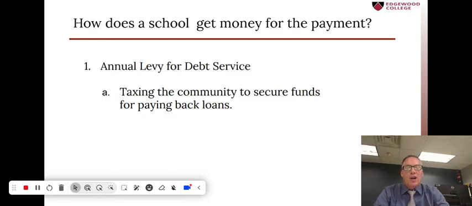But we need to figure out, well, how does the school district actually get money for paying back this annual debt that they have? Well, schools have the ability to actually levy for their debt service. They can tax the community annually for their loans. That's how schools get their money, is they get a combination of taxation dollars and from state aid and federal grants. But the two big parts are tax dollars and state aid.